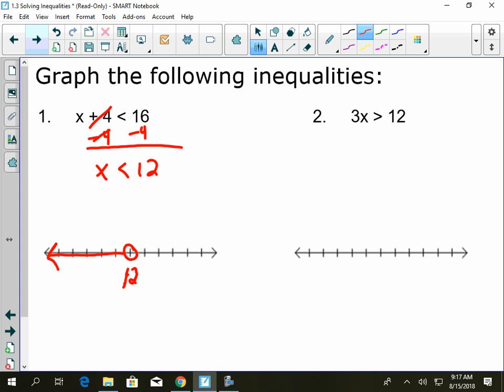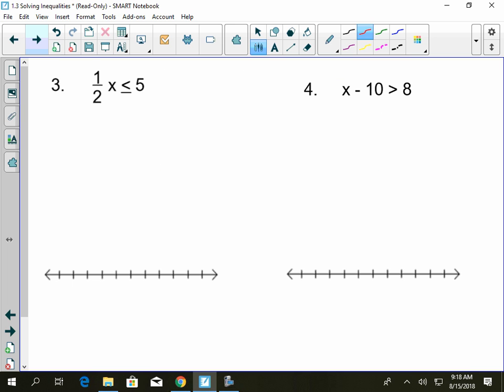How do I do number 2? Divide by 3. So x is greater than 4. So I just put a 4 right here. Open dot. To the right is greater. Put my arrow. Bam! I'm done. Right? That's easy. Anybody having a hard time with this? I hope not. We're going to get a little more complicated.